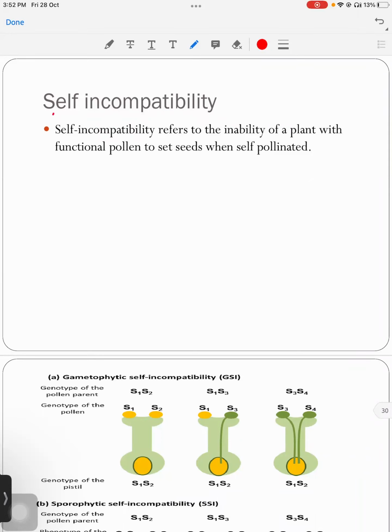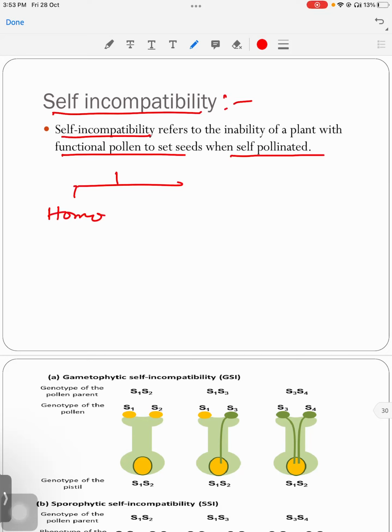So first, I'll ask the question about self-incompatibility. You should first write the definition: self-incompatibility refers to the inability of a plant with functional pollen to set seeds when self-pollinated. That is the basic thing about self-incompatibility. Then we can also differentiate the types, for example the homomorphic system and the heteromorphic system.